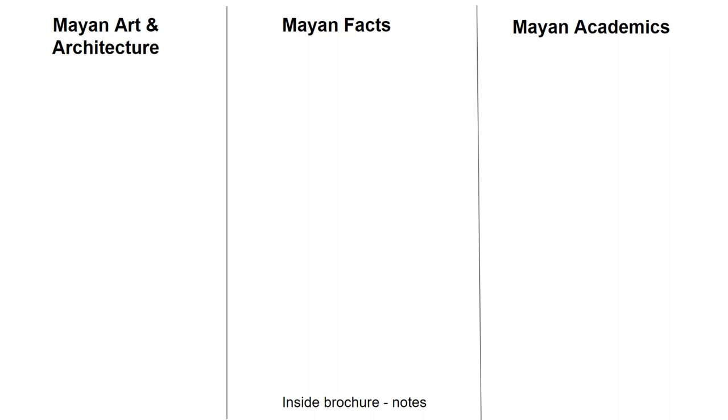Please pause this video to allow everyone to write these 3 sections down. Then flip your paper over and we'll label the other 3 areas.